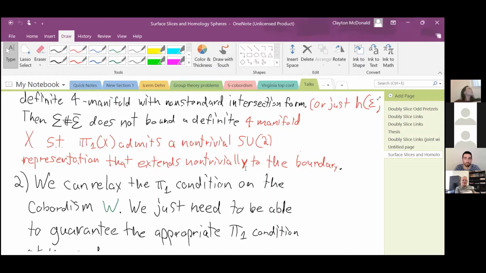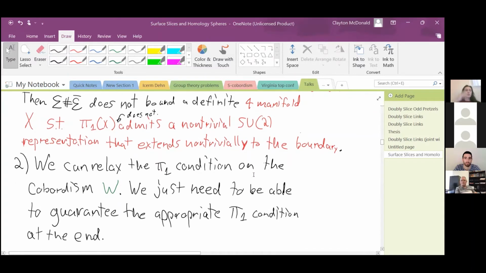Did I apply it wrong? No, I'm sure you did it right. Because morally, what you're saying, yeah, right. I think you just wrote it down wrong. Yeah, it does not. So the pi 1. Yeah, I guess you're right. It does not admit. Sorry, I'm getting a little caught up. Okay. All right. We're good.